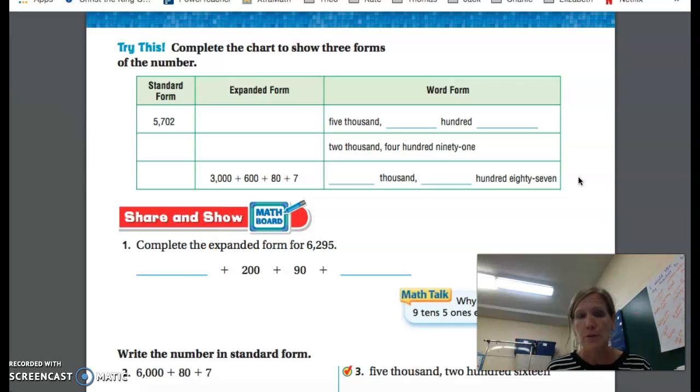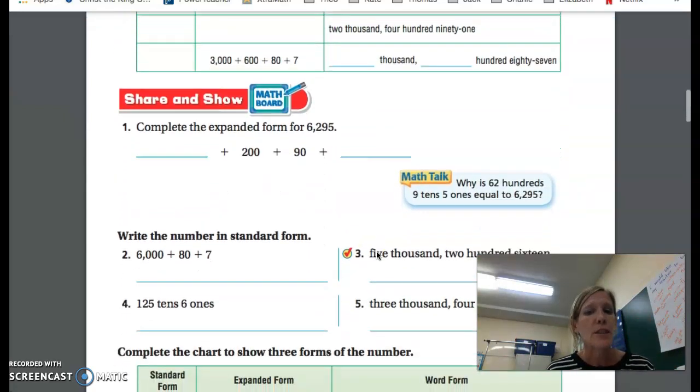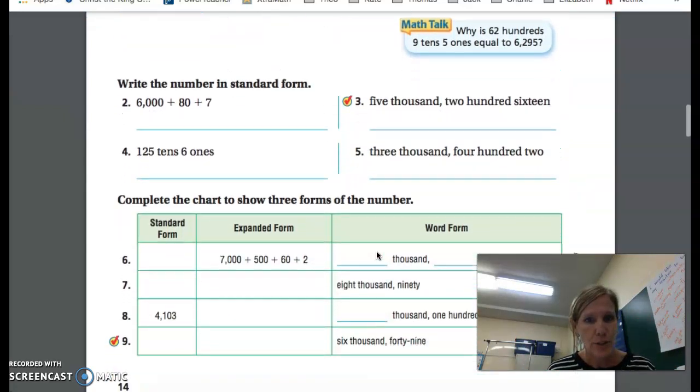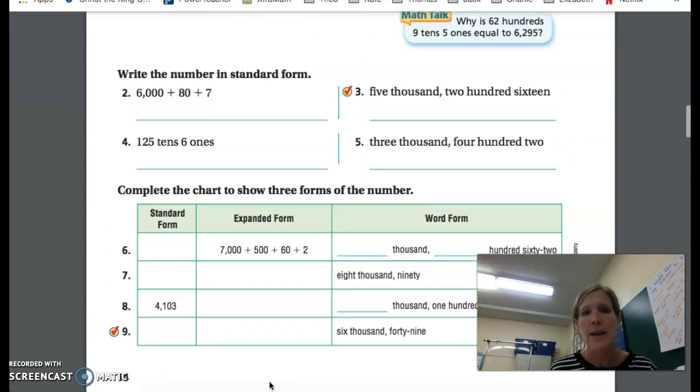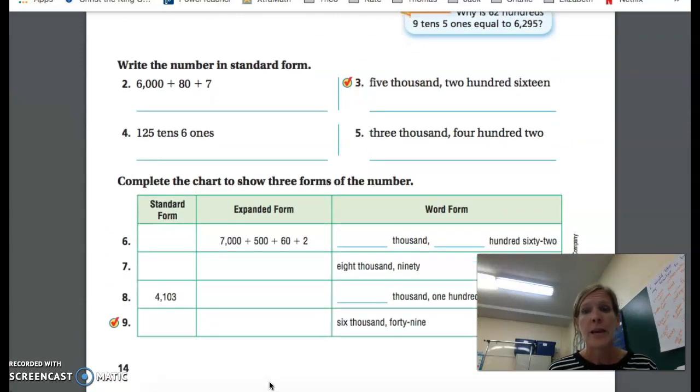All right. You're going to keep practicing going back and forth between standard form, expanded form, and written form for a bunch of numbers. So I want you to finish this page. Finish this page. Don't go on to the next page. Just finish page 14. Okay? Then I want you to check it. After you've checked page 14, I'll send you the answers.